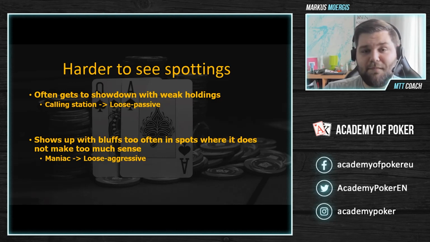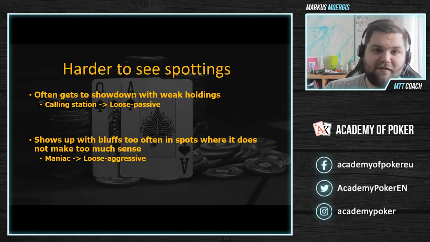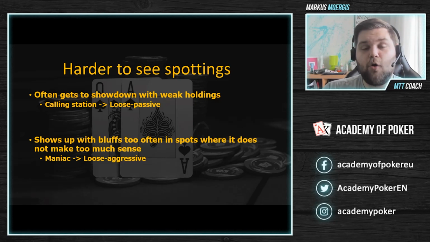Next up, you have the maniac, the loose aggressive player, where stuff like this happens. He often just wakes up with bluffs in spots where it doesn't make too much sense to bluff. He doesn't have any blockers. He's way out of his range. We already called twice, or we even check-raised him in a spot where it's really hard for us.